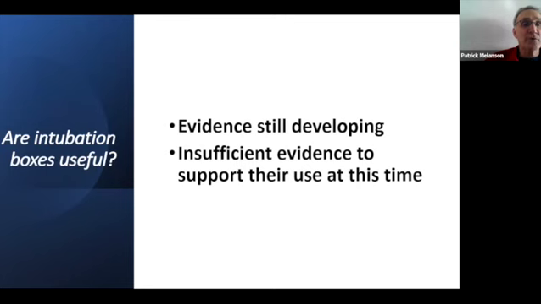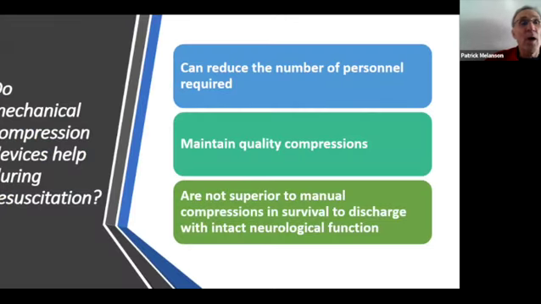Are intubation boxes useful? They don't know. They don't recommend them. Do mechanical compression devices help during resuscitation? So it clearly reduces the number of persons required in the room. And again, with aerosols being generated in the room, you want as few people there as possible. It does help to maintain quality compressions. There's no evidence that it's superior to manual compressions in survival to discharge with intact neurologic function.